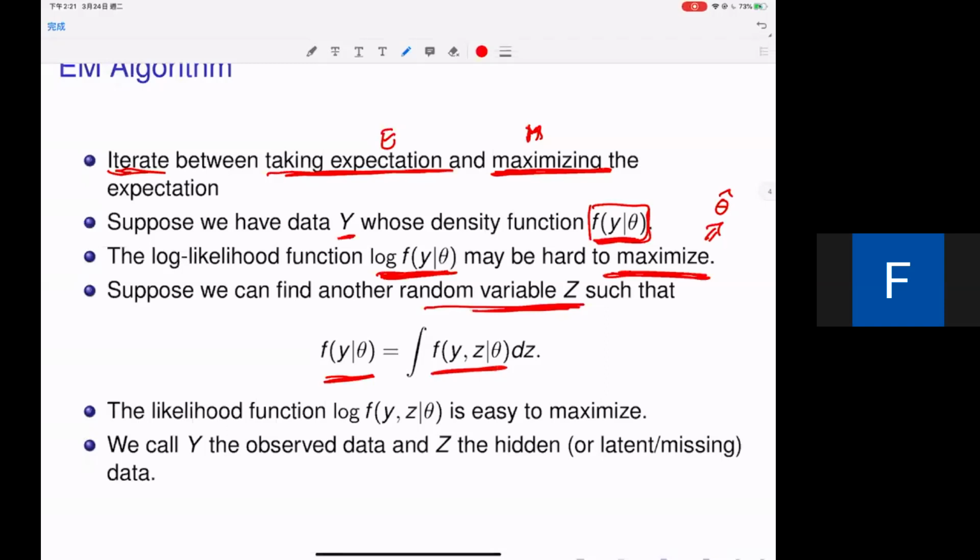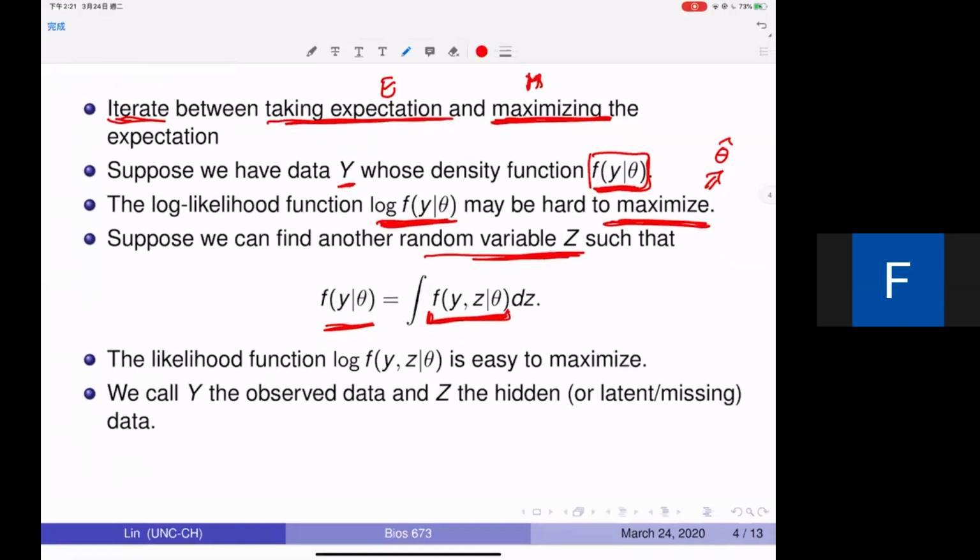I do think they are geniuses. How did they come up with the idea? I bring up some random variable z, and then working on the joint PDF of y and z is much easier. Let's see why they came up with this idea. It turns out the joint PDF of f, y, and z may be easy to maximize, and y is the observed data. In practice, you only observe y. Z is hidden, something you don't observe, but you can bring it in, and you know the distribution of z, so you can work with it.